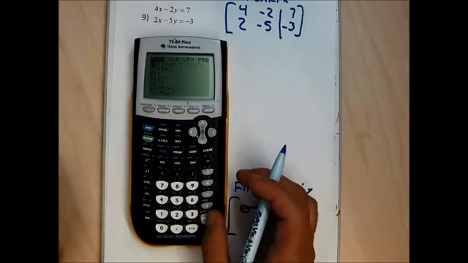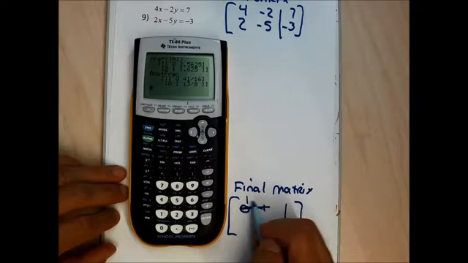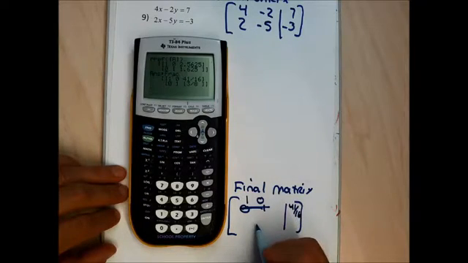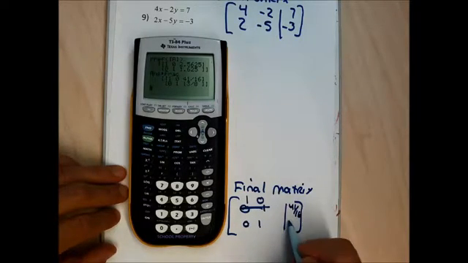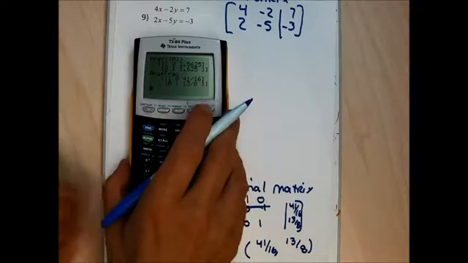So I'm going to hit math, enter to get my fraction answer, and it's going to be 1, 0, 41 over 16, 0, 1, 13 over 8. The answer is going to be x equal to 41 over 16, y equals to 13 over 8. This is unpleasant, but we'll deal with it.